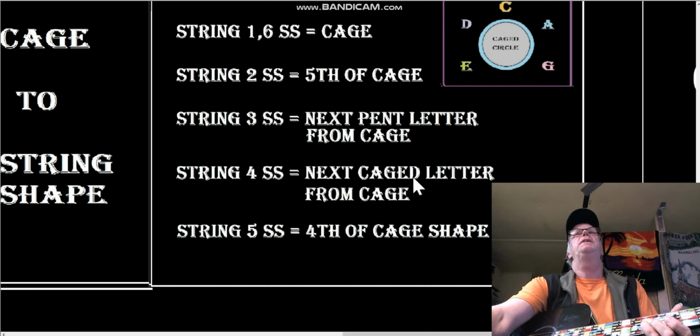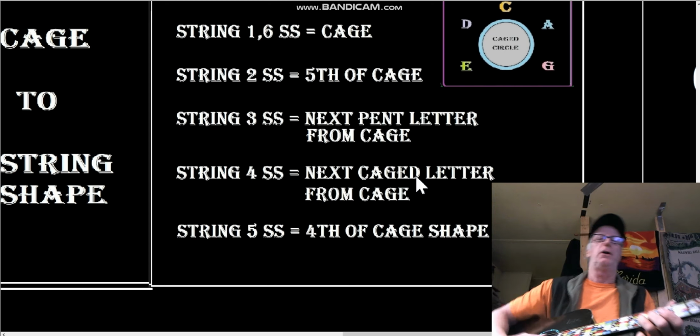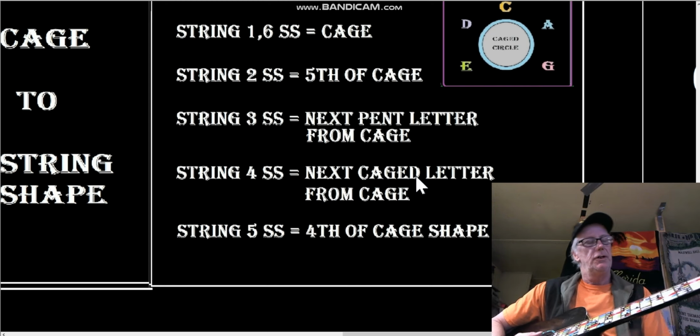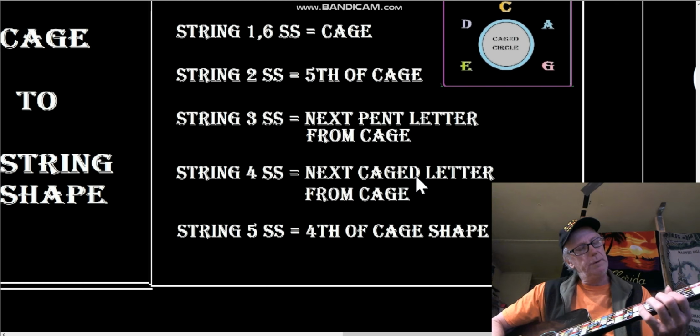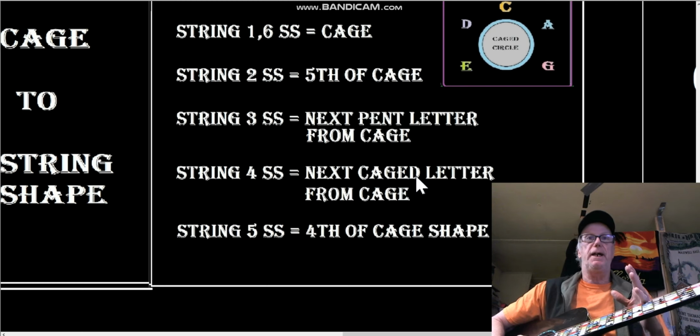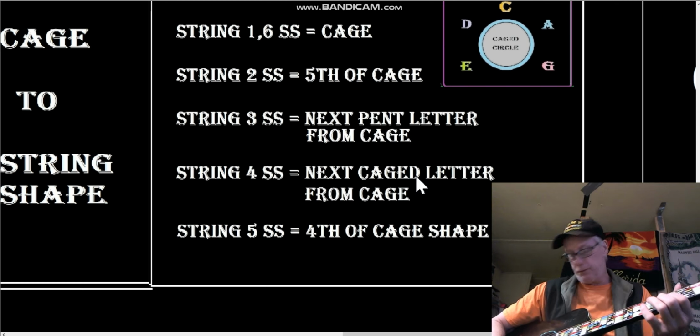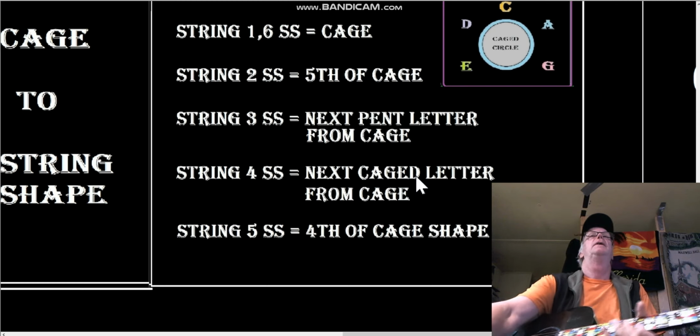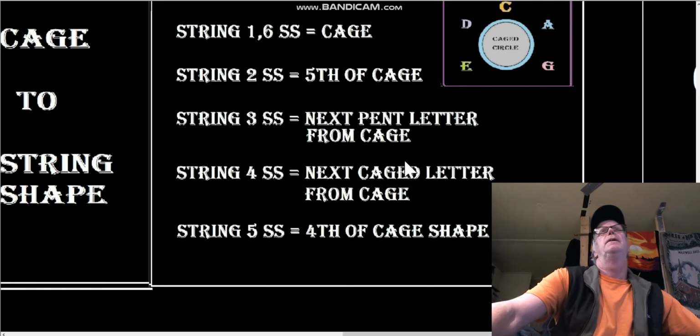String 4 is going to be the next cage letter from the C cage. So string 4 would be, C goes to A in the word cage. So string 4 would be the A string shape right there. That's how that works. Okay.